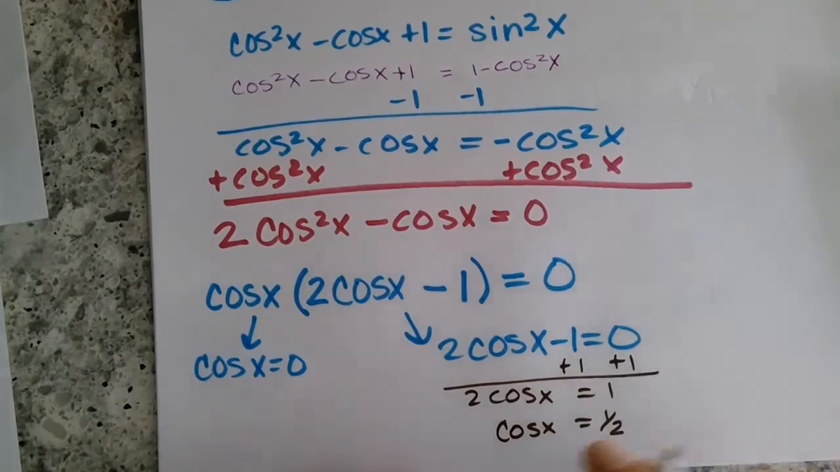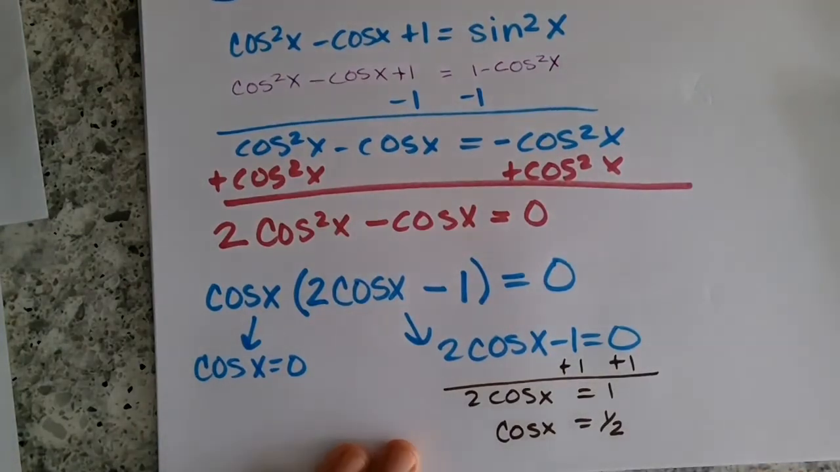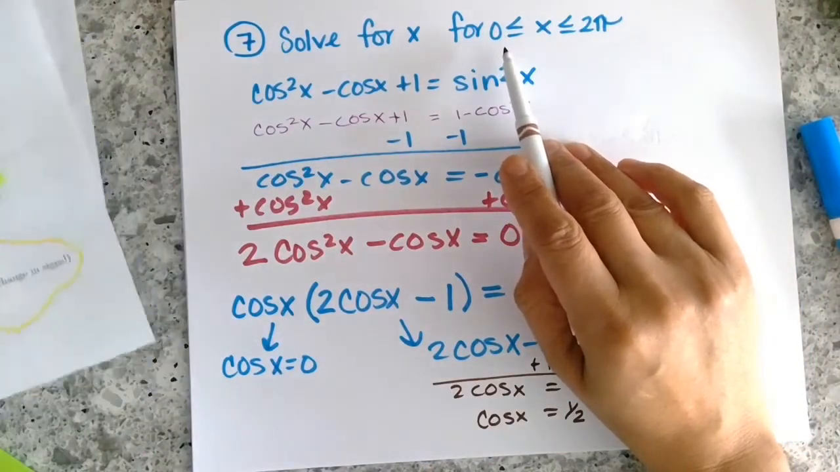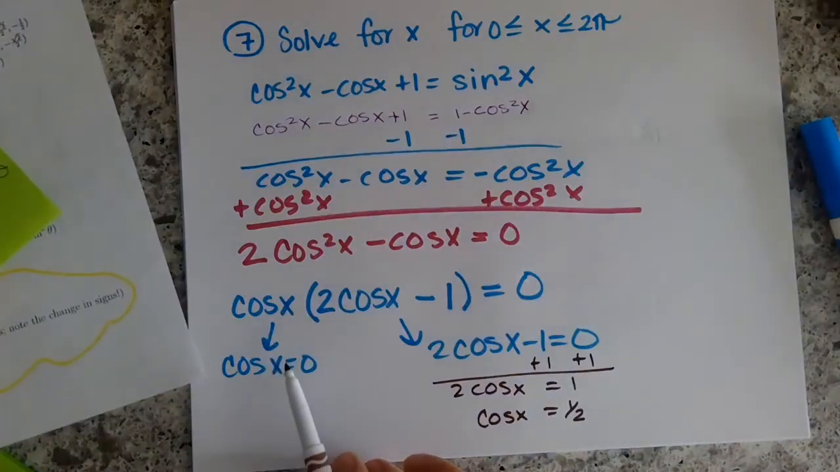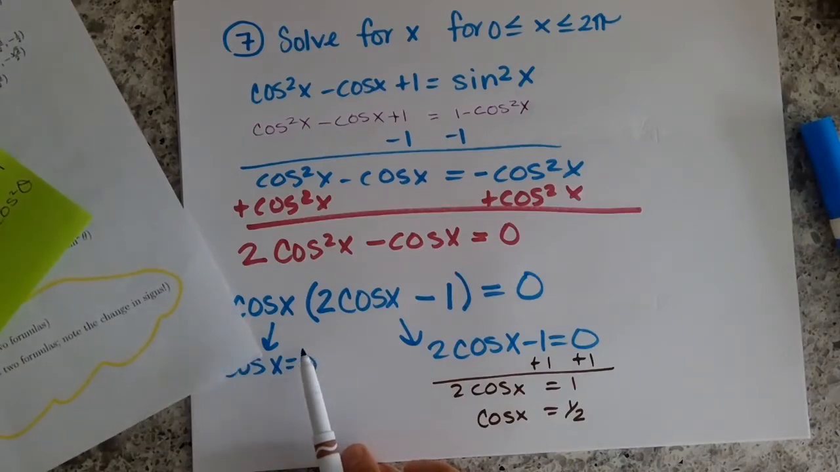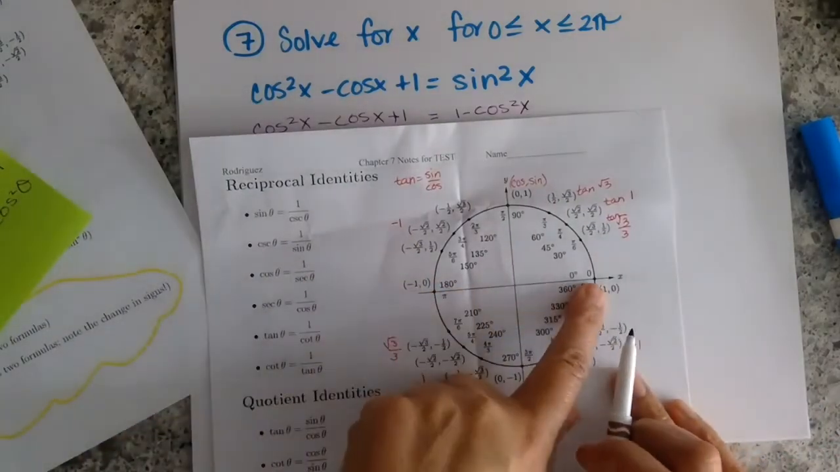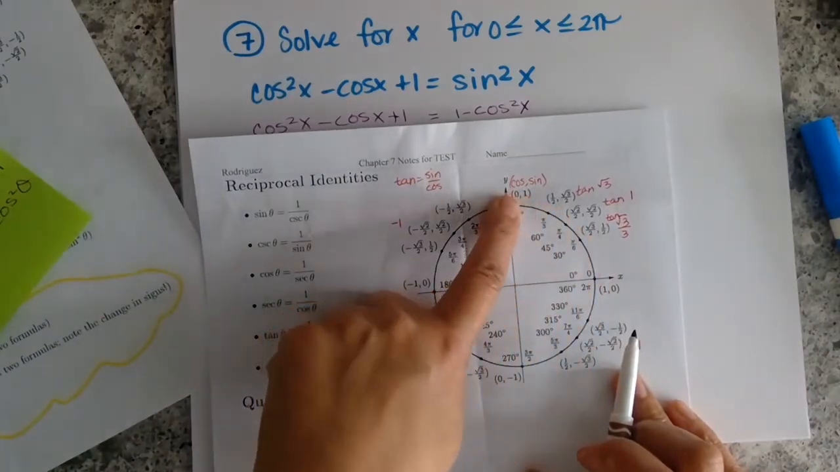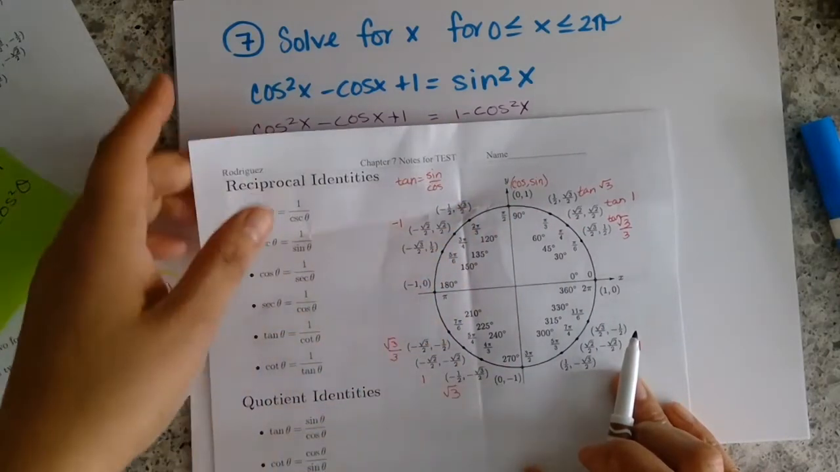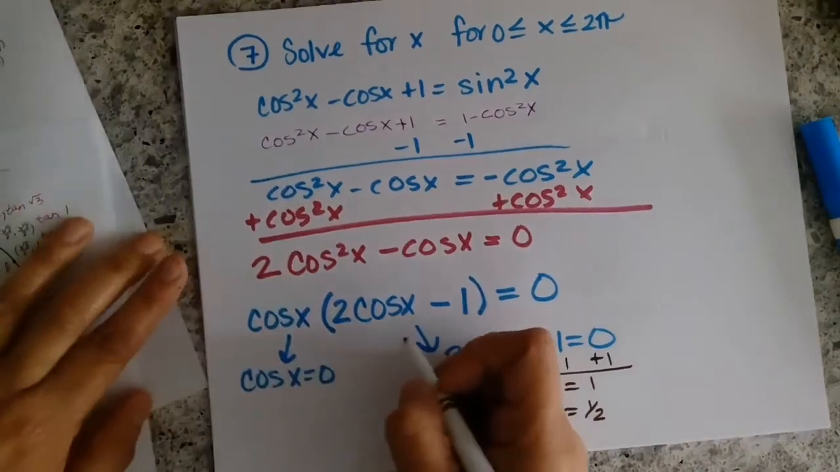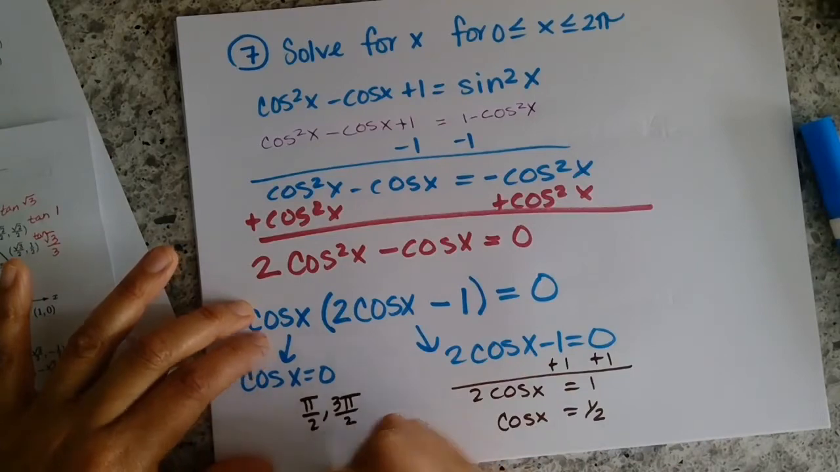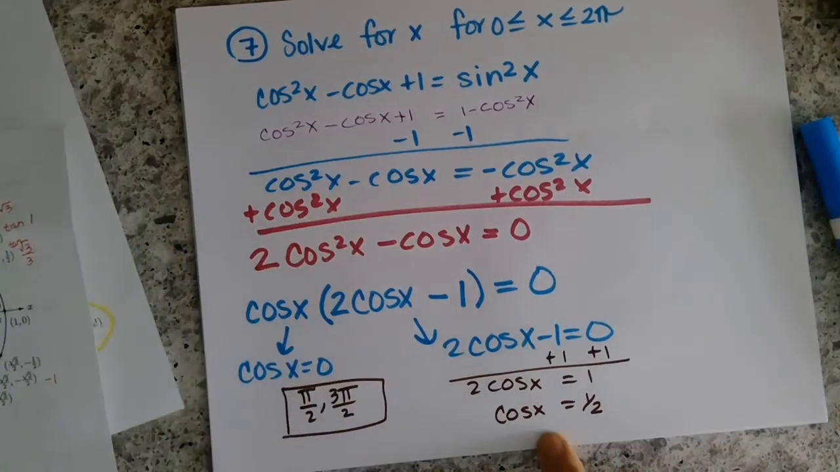All right, so now I'm looking at my unit circle. Anywhere on your unit circle, where is the cosine of x equal to 0? Cosine of x is 0 here at π/2 and at 3π/2. So this one is at π/2, 3π/2.